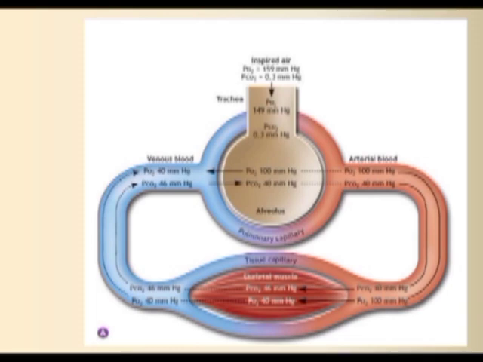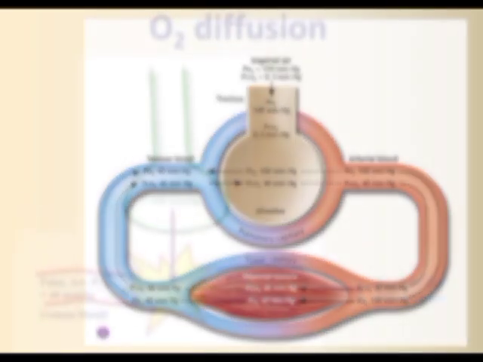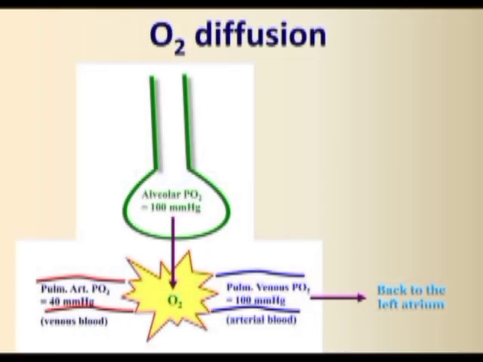In this, first when we inspire air, the PO2 is 159 mmHg and PCO2 is 0.3 mmHg. But at the same time, at the level of tissue, the deoxygenated blood has carbon dioxide at 40 mmHg and oxygenated blood is at 100 mmHg. Now we will discuss O2 diffusion.